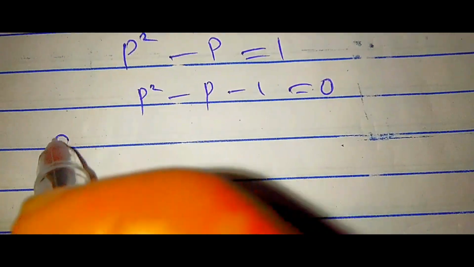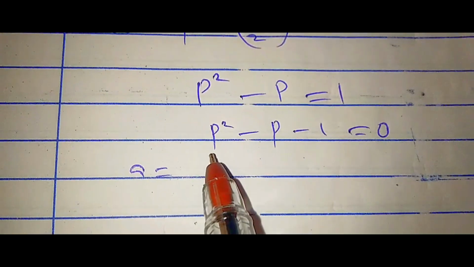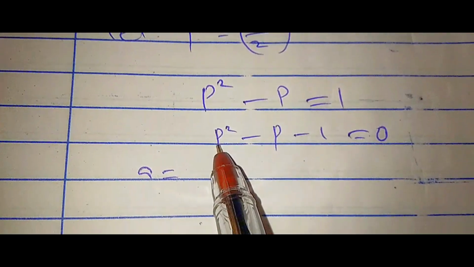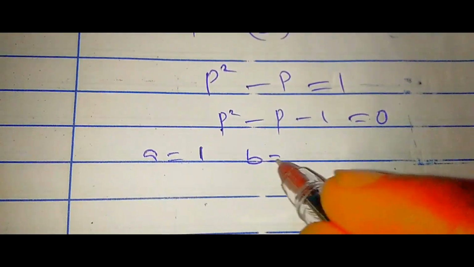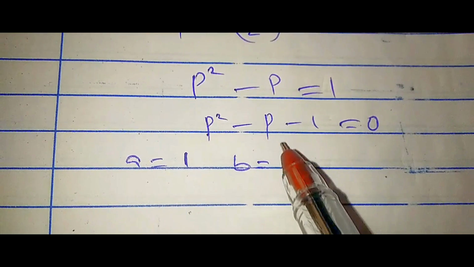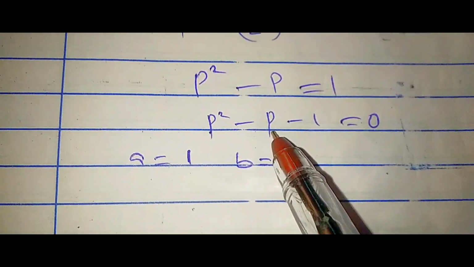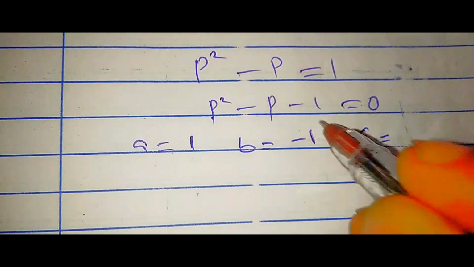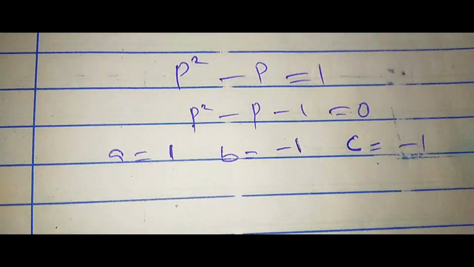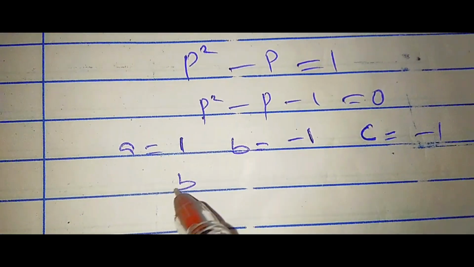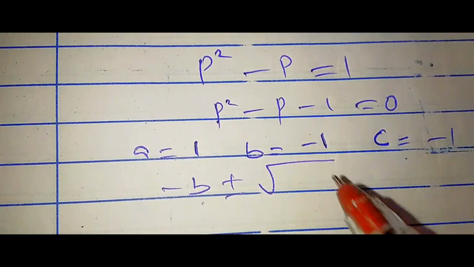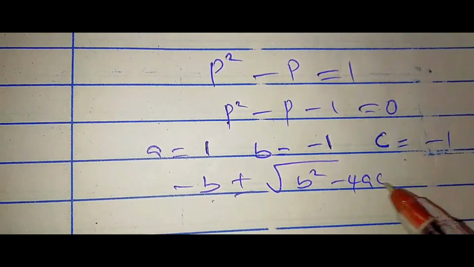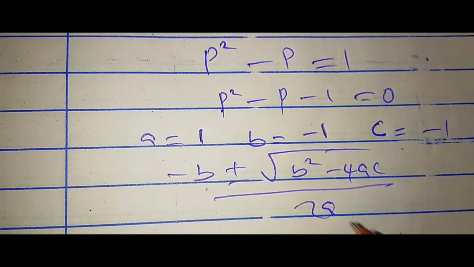Now a is the coefficient of the quadratic function, which is p squared, and the coefficient of p squared is 1. b is the coefficient of the linear function, which is p, which is going to be minus 1. And c is the last constant, which is minus 1. Our formula is minus b plus or minus square root of b squared minus 4ac all over 2a.